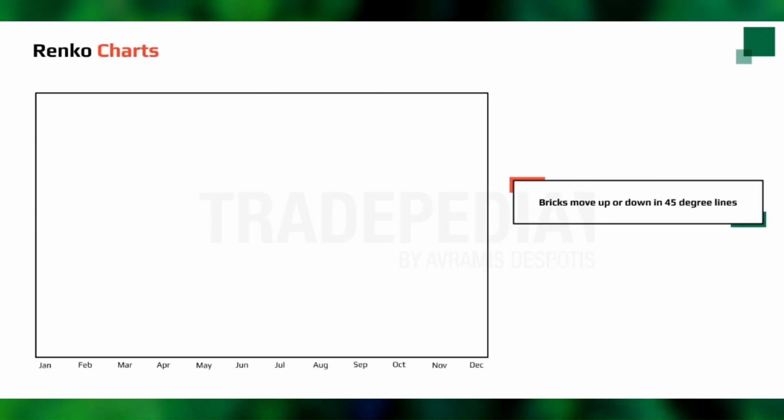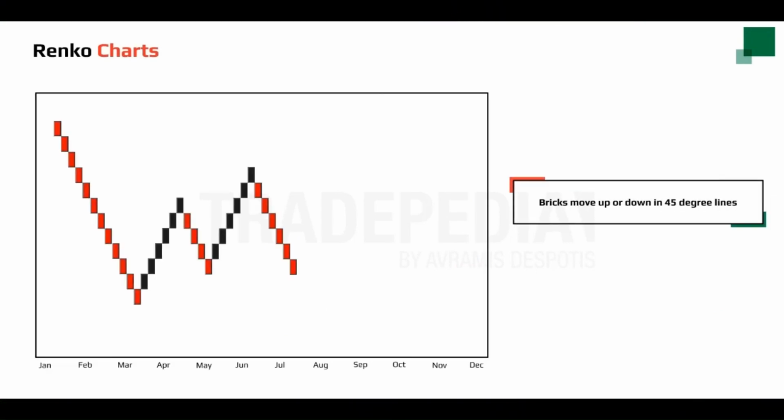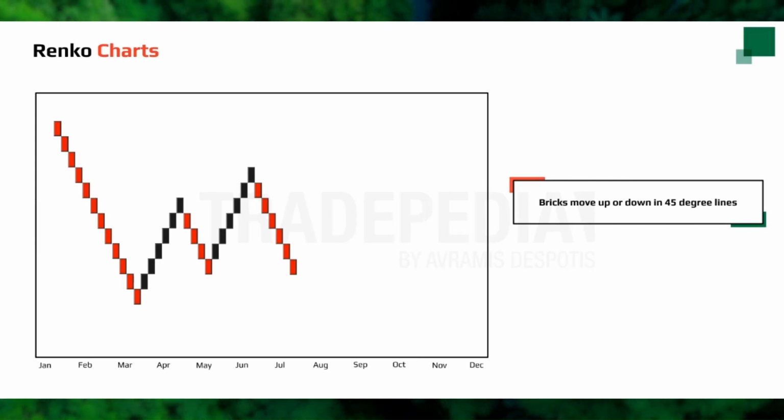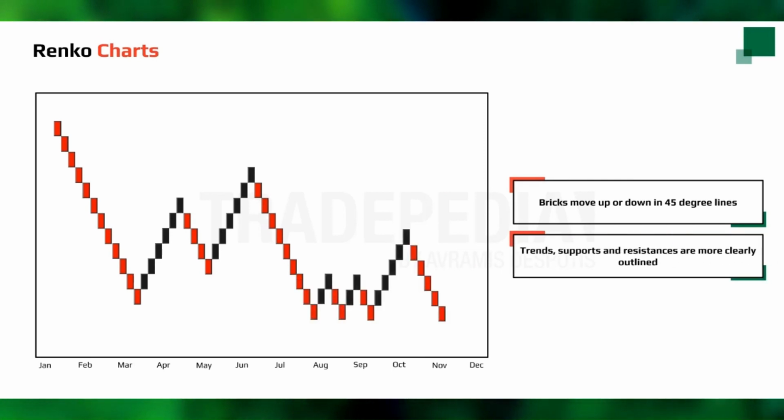In Renko charts, bricks move up or down in 45-degree lines with one brick per vertical column. In addition to trends, supports and resistances are more clearly outlined.